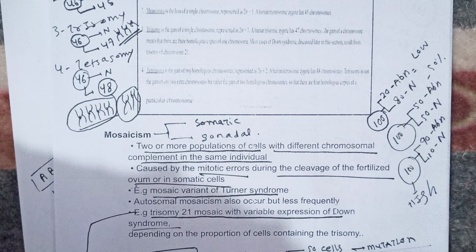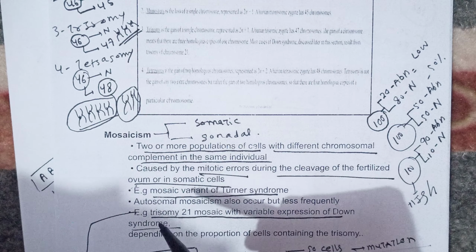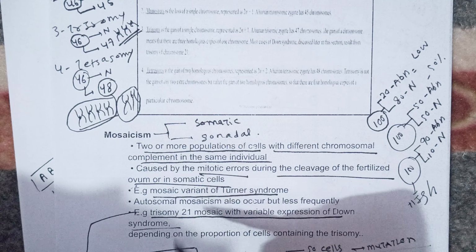Because the abnormality is very much high, okay. So this is mosaicism. Beta, if this thing is occurring in your somatic cells of the body, it is called somatic mosaicism. And if it is occurring in the gonadal cells, that are the testes or the ovaries, that is called gonadal mosaicism, okay. So a very good example is the trisomy 21, okay.